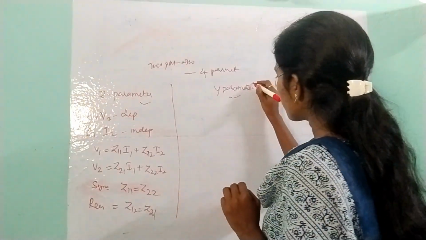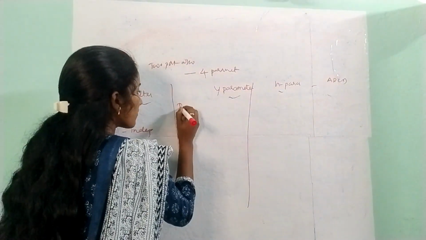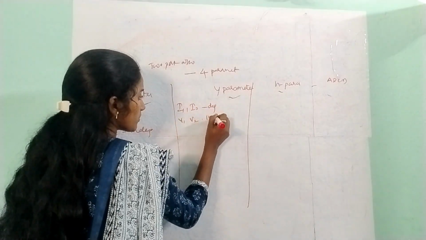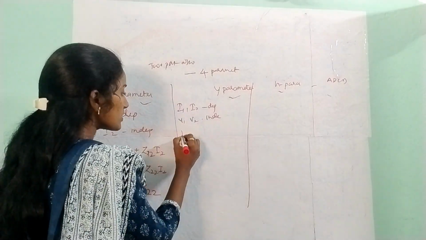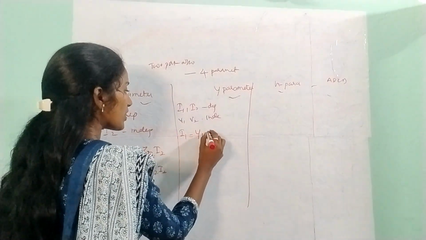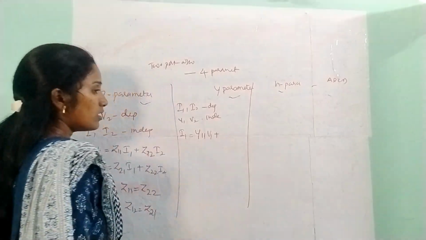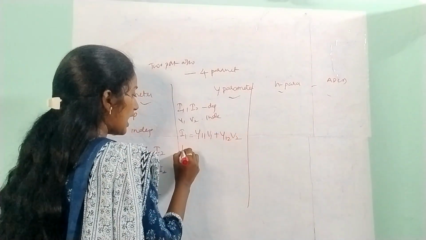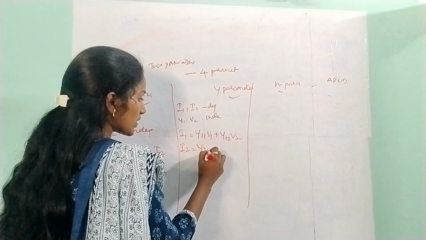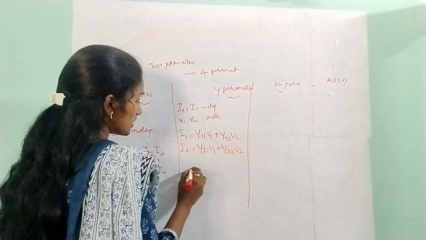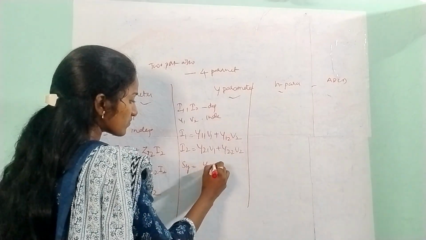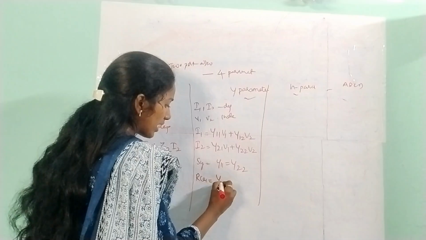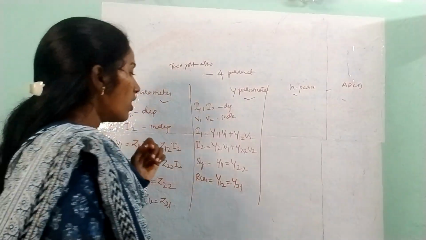Okay, so coming to Y parameters, here I1 and I2 are dependent and V1 and V2 are independent. Okay, so here the formulas are I1 is equal to Y11 V1 plus Y12 V2, and I2 is equal to Y21 V1 plus Y22 V2. Here the symmetry condition means Y11 is equal to Y22. Reciprocal condition means Y12 is equal to Y21.